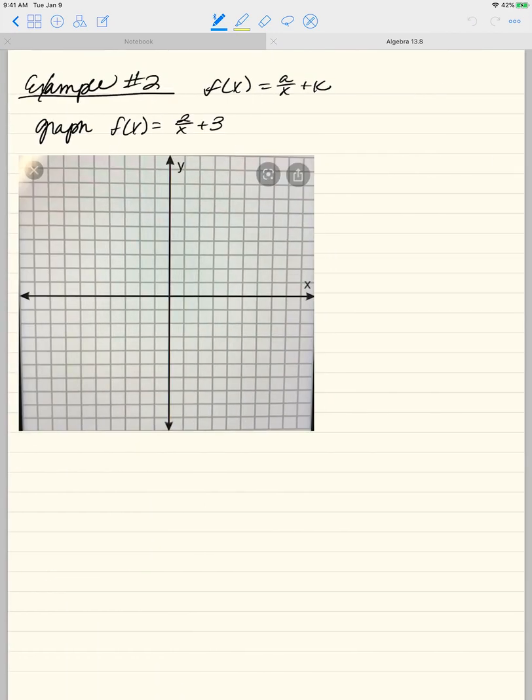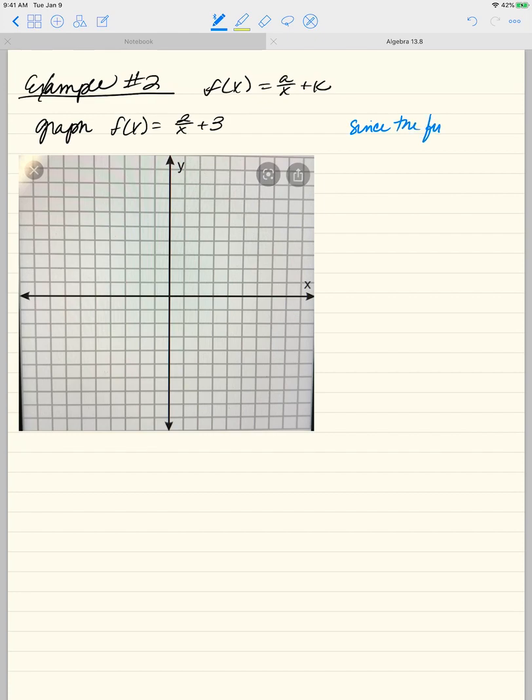Now, let's look at a rational function in the form of f of x is equal to a over x plus k, all right? And specifically, we're going to look at f of x is equal to 2 over x plus 3. So the 2 over x looks very similar to example number 1, but now we have this plus k, all right? Which values are excluded here? Since the function is undefined when x equals 0, that is the equation of the vertical asymptote, okay? So let me say that one more time.